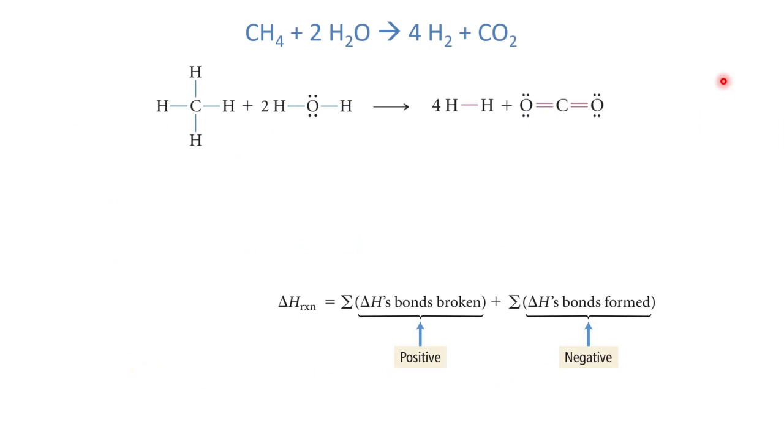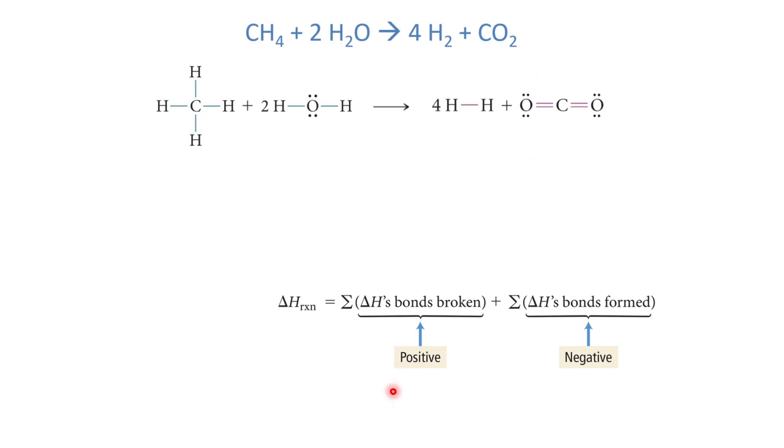So let's look at another example here. This is another important reaction in industry. Methane gas and water vapor can be used to form hydrogen. For example, if you wanted to make a hydrogen fuel cell, this reaction would be really important. So here's our Lewis structure of water and methane, and here's our Lewis structure of hydrogen gas and our Lewis structure of carbon dioxide.